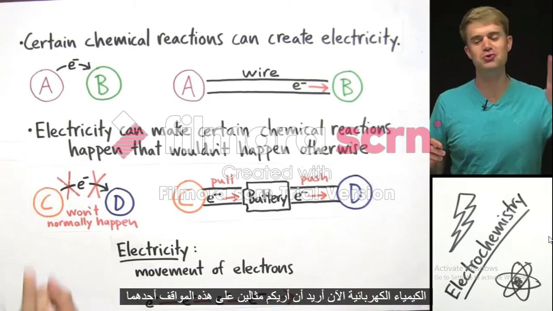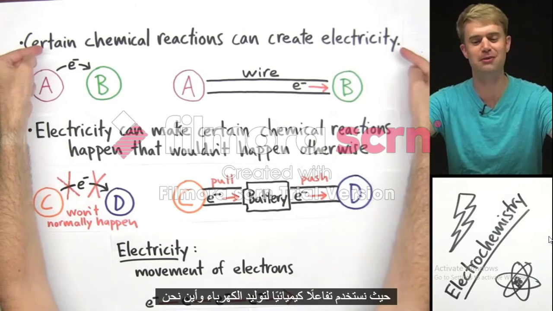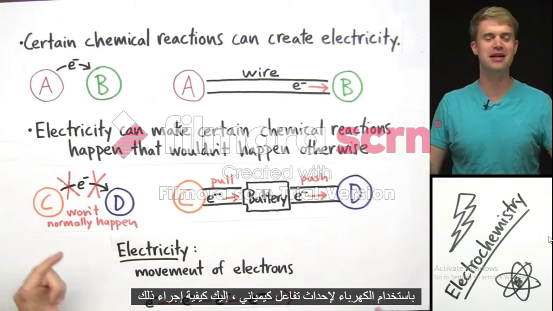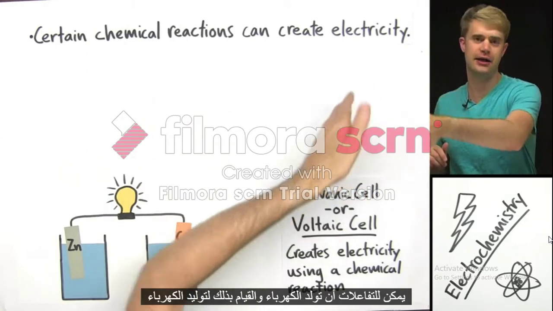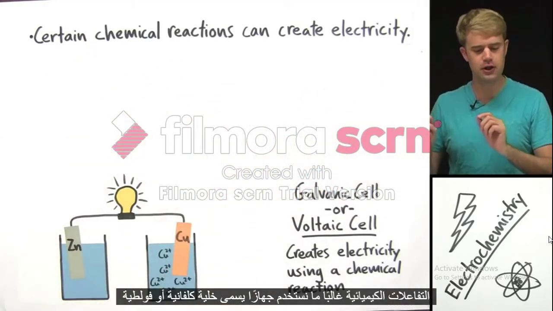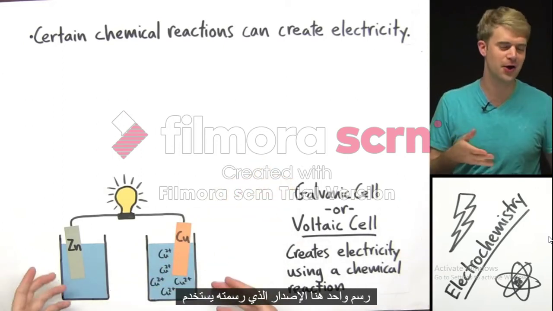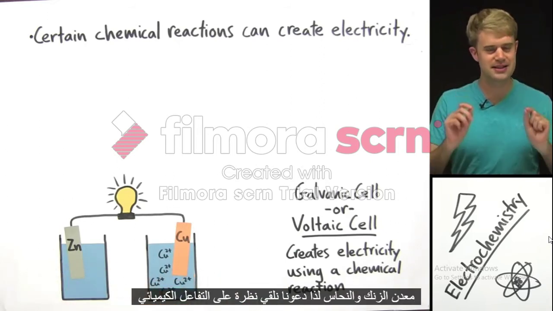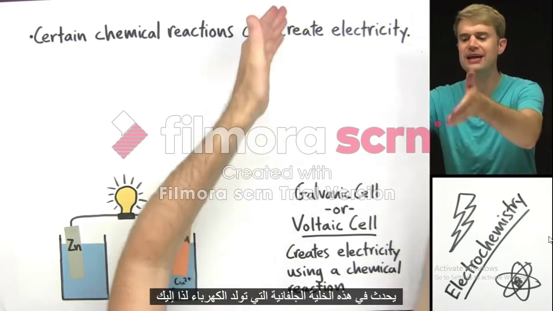Now I want to show you two examples of these situations, one where we're using a chemical reaction to create electricity, and one where we're using electricity to make a chemical reaction happen. So here's how chemical reactions can create electricity. To make electricity using chemical reactions, we often use a device called a galvanic or voltaic cell. I've drawn one right here. The version that I've drawn uses zinc and copper metals. So let's take a look at the chemical reaction happening in this galvanic cell that is creating electricity.